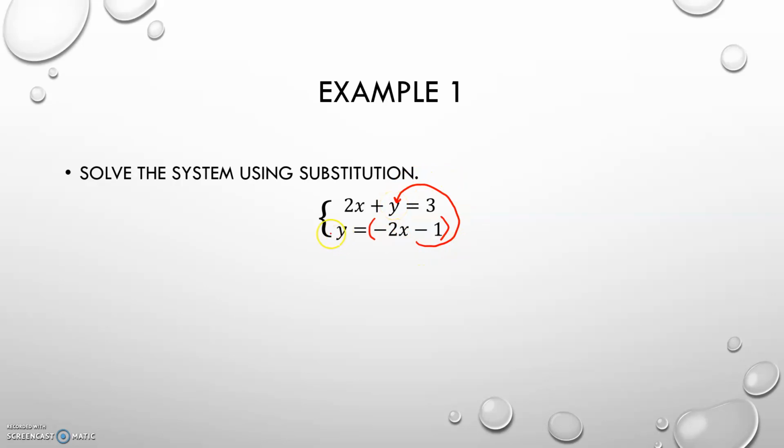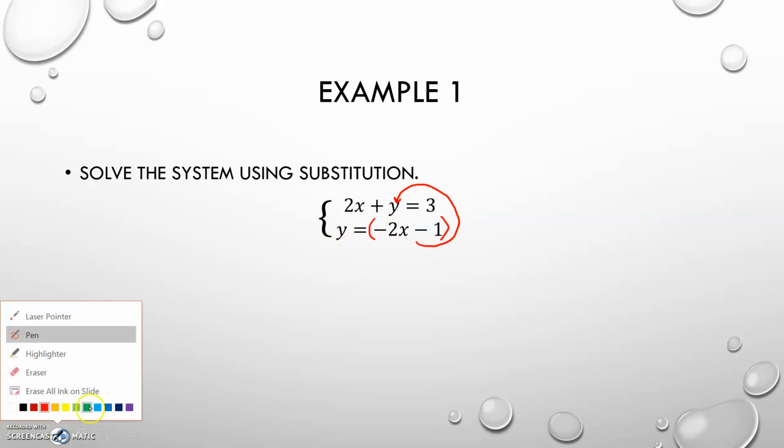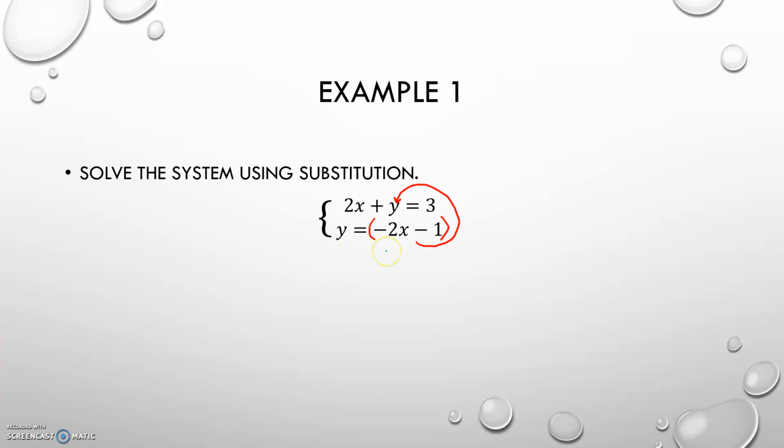In this case, it was because y was already alone. So when I rewrite that first equation after the substitution, I'm going to get 2x plus, and then I'm going to put parentheses, and everything that y equals, which is negative 2x minus 1, is going to go in here. And then I'm going to put equals 3.